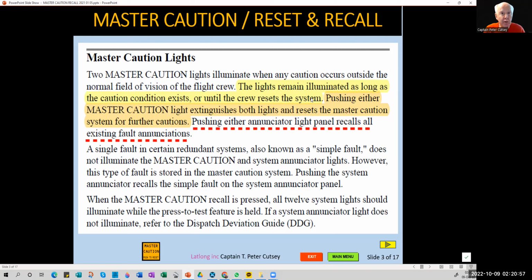Well, in our case, we reset the system so we could get it ready for any other problem. Pushing either master caution light extinguishes both lights, which it did, and resets the master caution system for further cautions. So when we pushed either master caution light, it extinguishes both lights and resets the master caution system for further cautions.